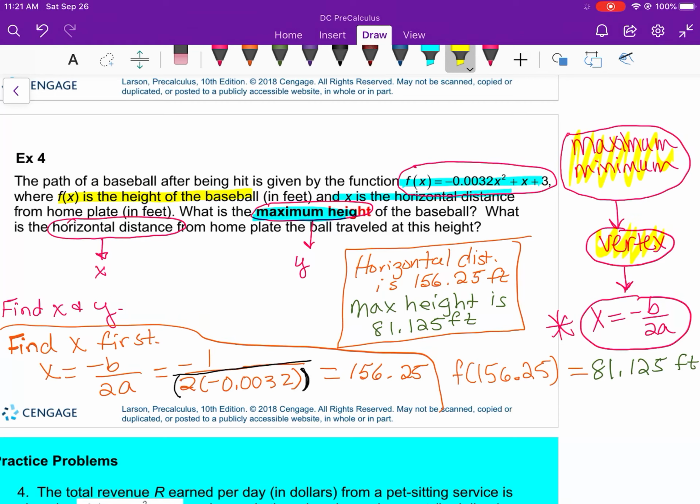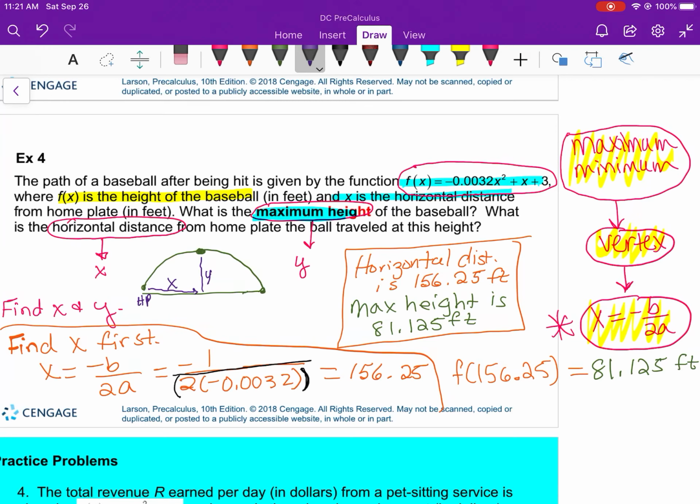And we start finding the vertex by doing x equals negative b over 2a. For our problem in our notes, we had a baseball player, and it was the path of a baseball after it was hit. So the player hits the ball, and it goes back down. So it starts here with the player, and it ends there on the ground. So this is a parabola. The maximum height is going to be right here. You're asked to find the maximum height. That's the y value. And the horizontal distance from home plate, which is here, the ball traveled at that height. So you're just finding this x value here.